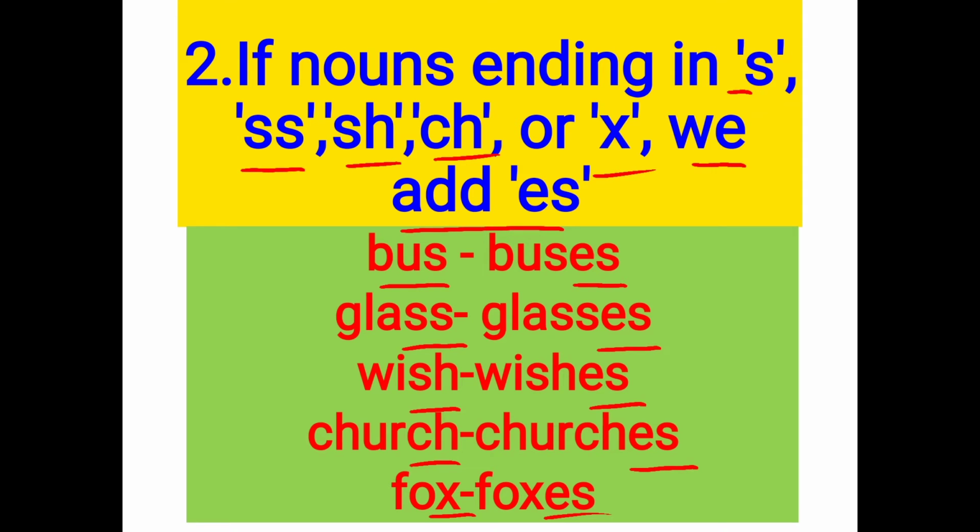Fox, foxes. Dear students, have you observed that bus is ending with s? Glass is ending with double s. Wish, this noun ends with sh. Church ends with ch, and fox ends with x. So, if nouns end in s, double s, sh, ch, or x, we generally add es.